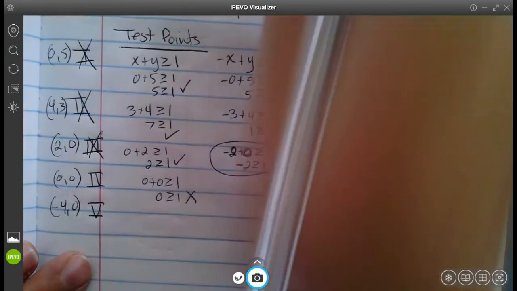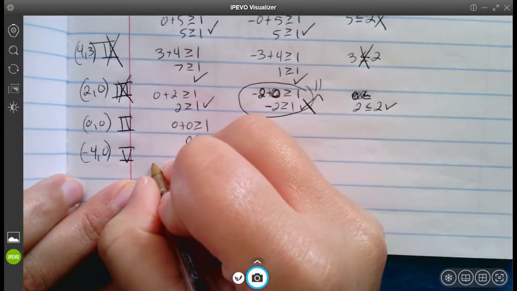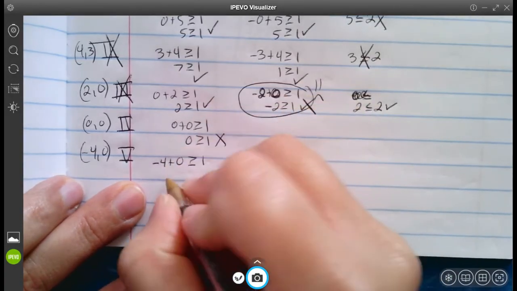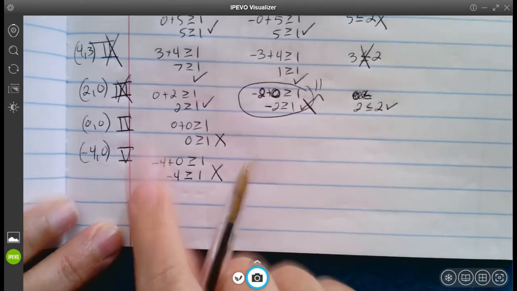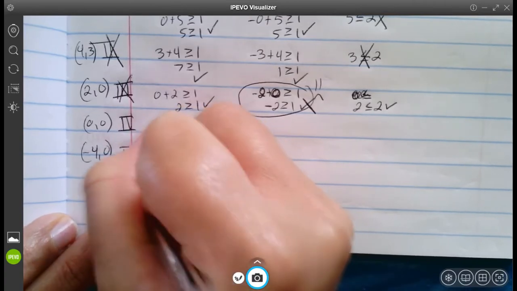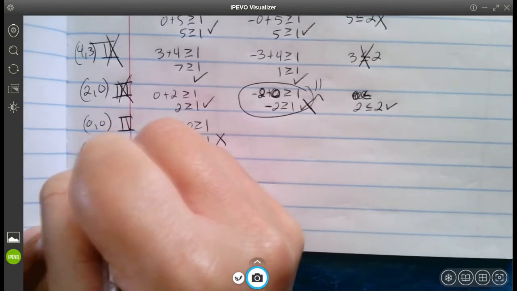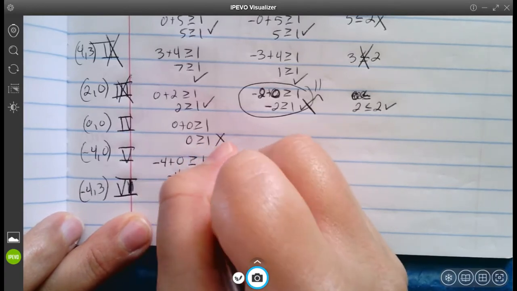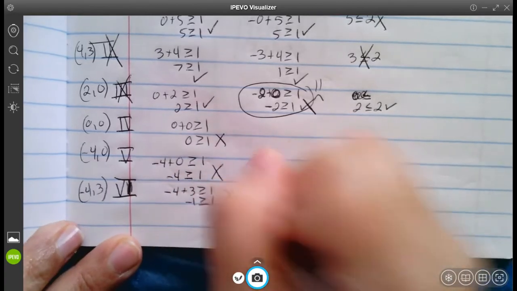Okay, I'm almost out of space. That's why I'm writing smaller and smaller. So let me go a little bit slower so I don't mess up. -4 plus 0 greater than or equal to 1, which is -4 greater than or equal to 1, which is not true. So again, we can stop at this point. Let's try region 6, which we chose -4, 3. Okay, so we have -4 plus 3 greater than or equal to 1, which is -1 greater than or equal to 1, which again is not true.